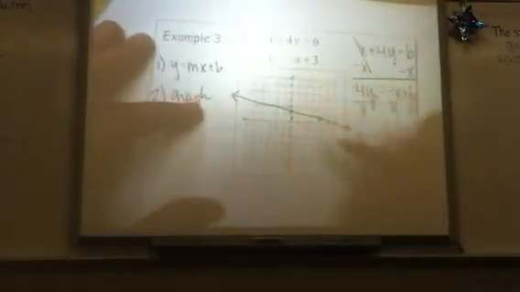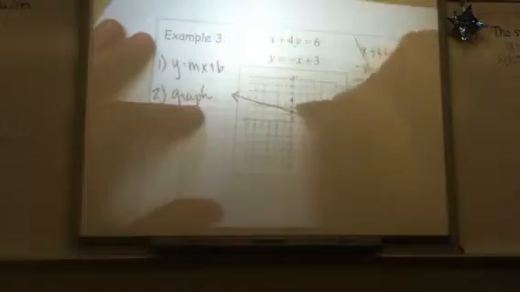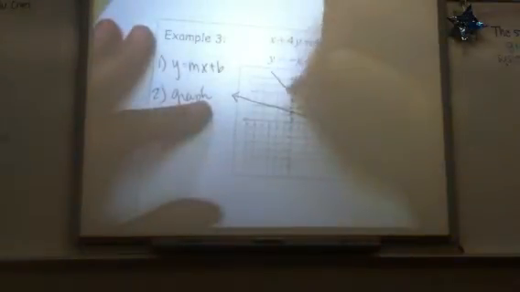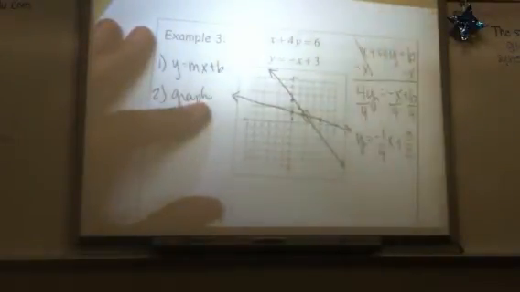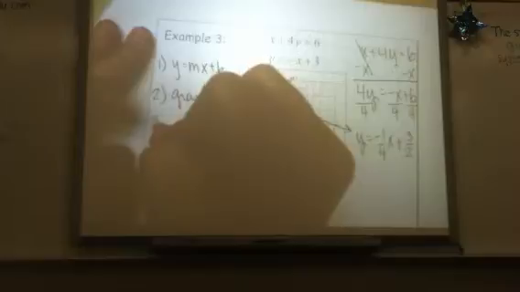Okay, then our second line, so go to 3, down 1, over 1, down 1, over 1. And they intersect at 2, 1.